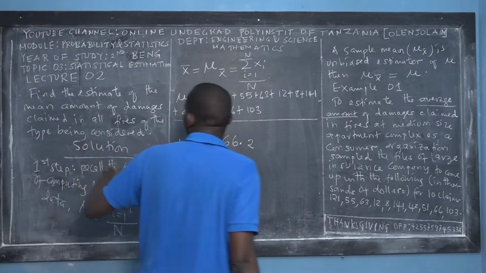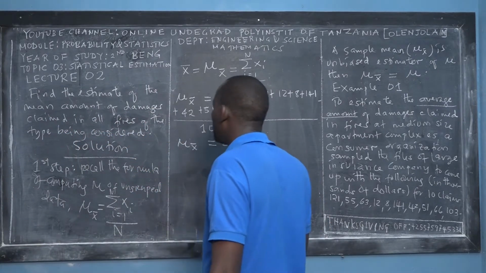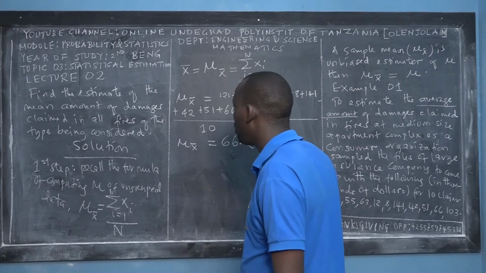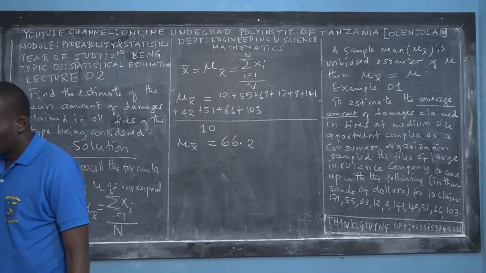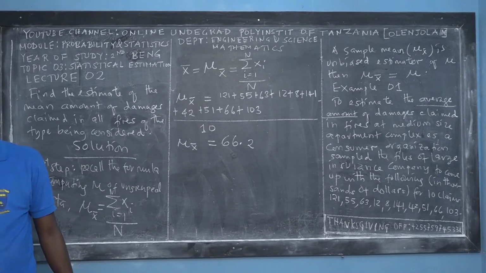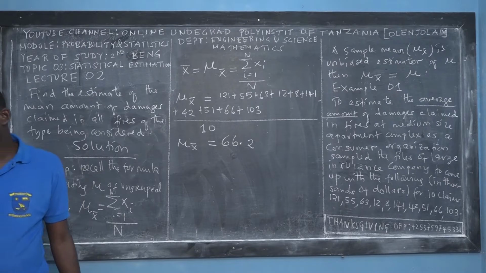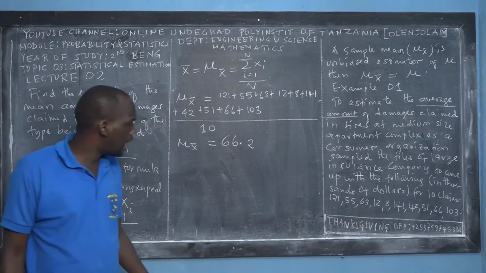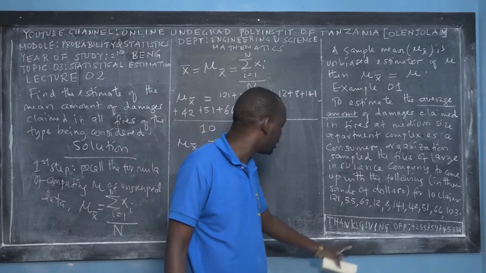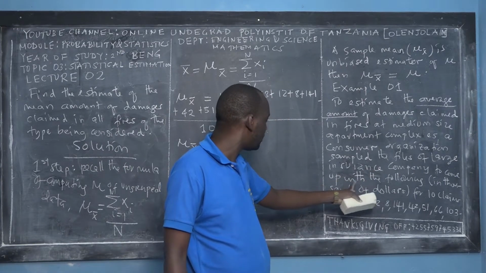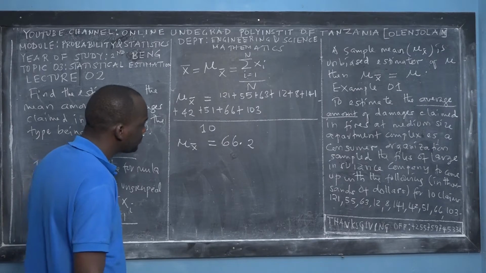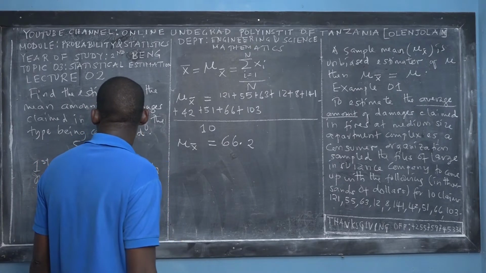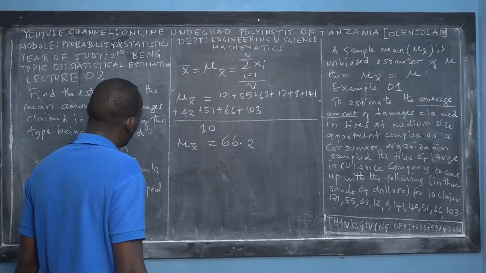But the question asks you to find the estimate of the mean amounts of the damage claimed in all fires of the types being considered. So it means we want to make estimates of the fire damage claims in terms of dollars, because we say that it is in thousands of dollars. So that is the aim. So we say the mean amount of damage is that one.